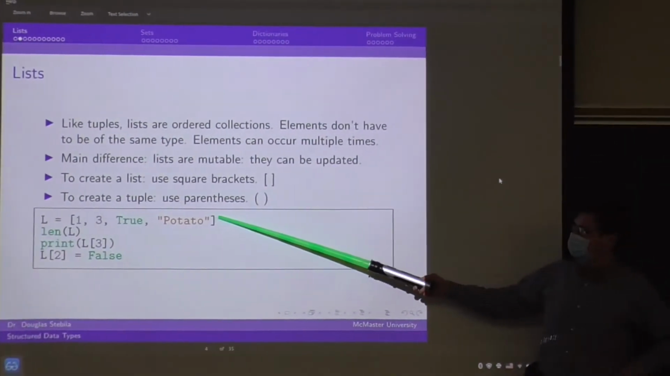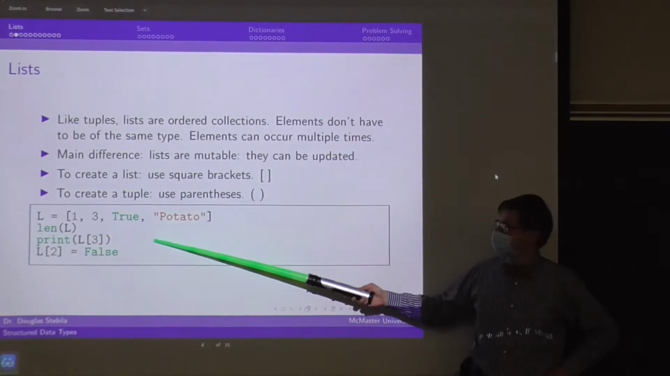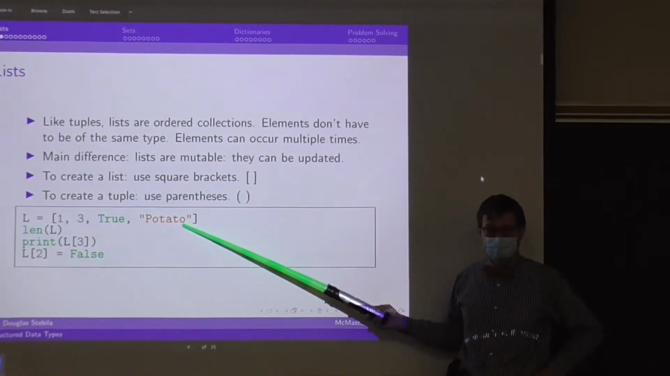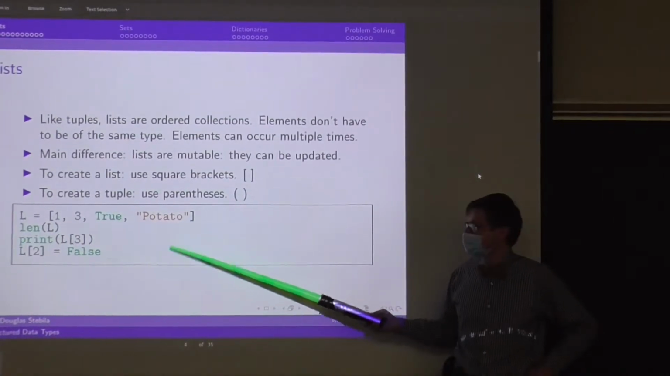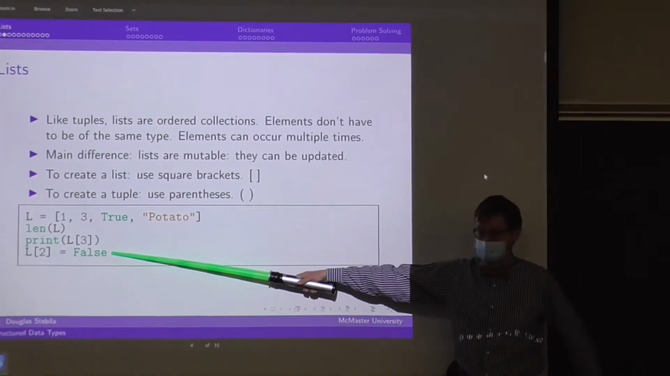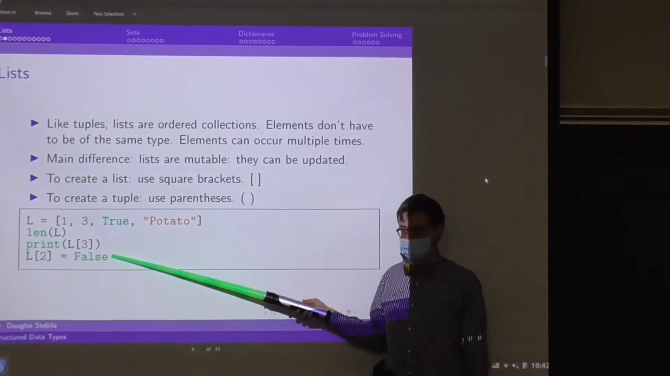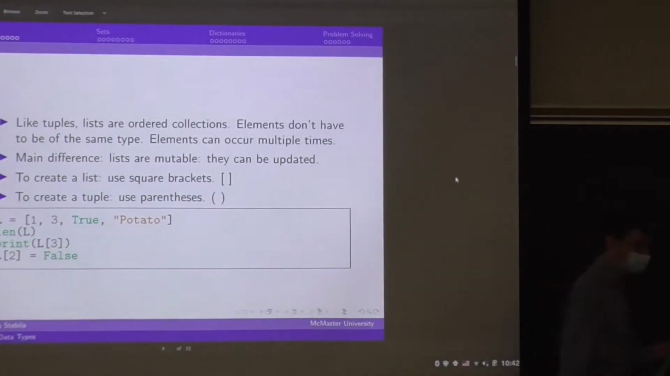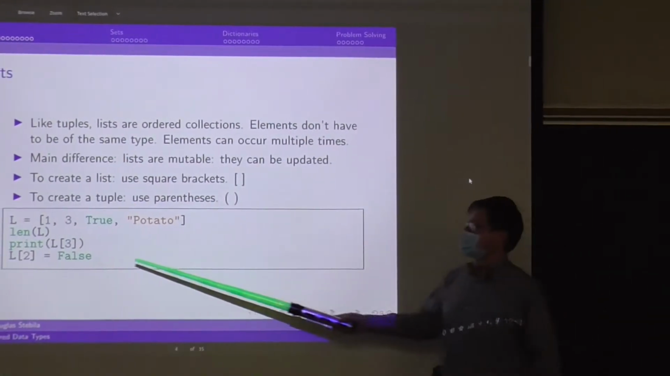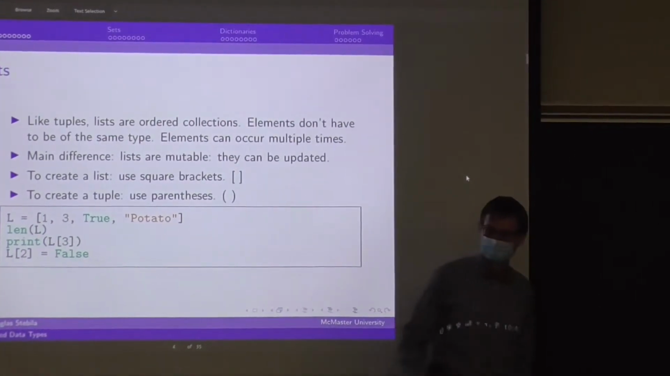List 1, 3, true, potato. The length of the list, of course, is 4. If we print the third element, that will be, of course, potato because it's 0 indexed, right? And most interestingly versus tuples, we support item assignment. So this is a valid operation, whereas on a tuple it would not be. It overwrites the element at index 2 with the Boolean literal false, right?